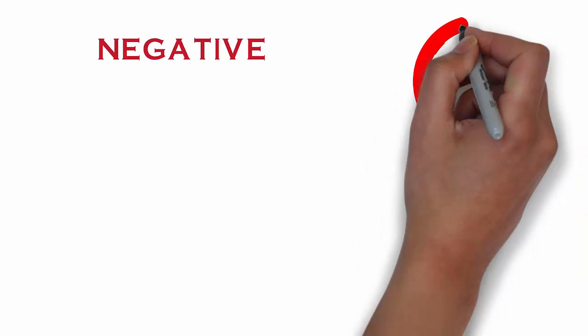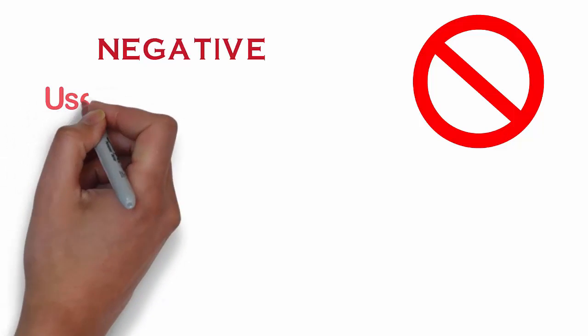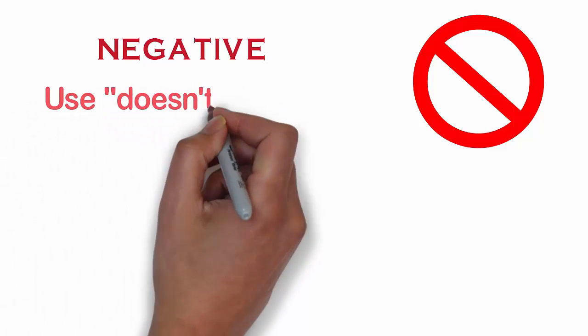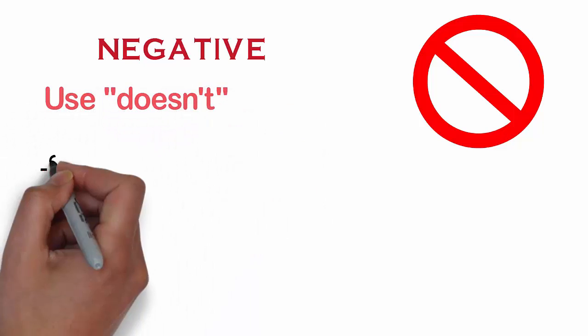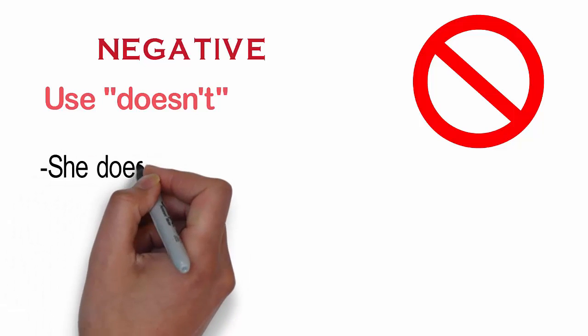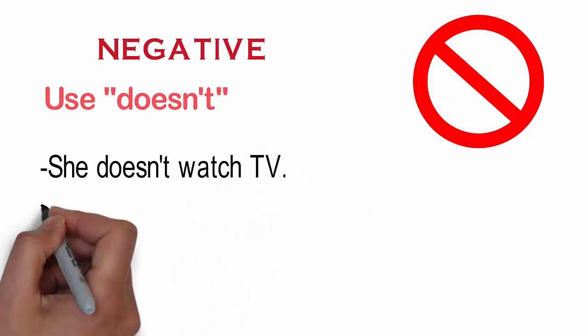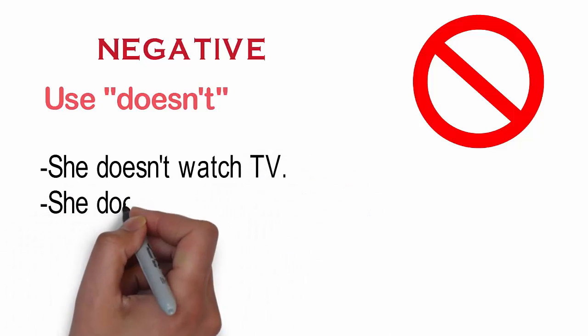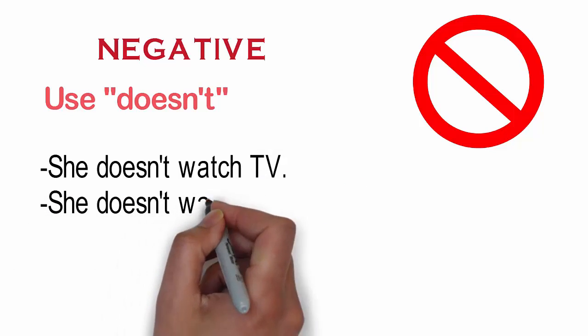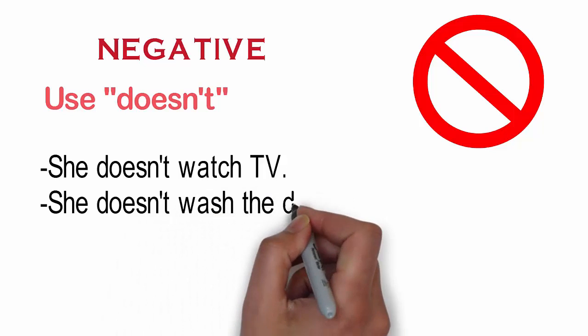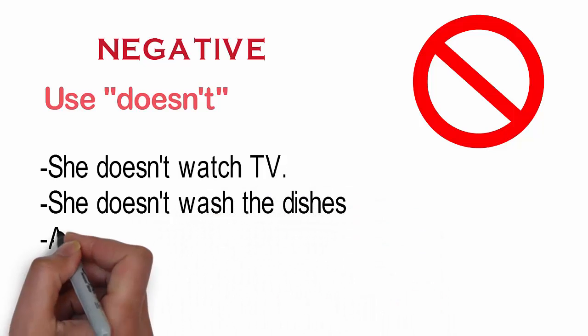Now let's talk about negative. How can we change these sentences into negative? Remember, with the first team, we used don't, but now we use doesn't. For example, she doesn't watch TV. She doesn't wash the dishes. Ahmed doesn't go to school.